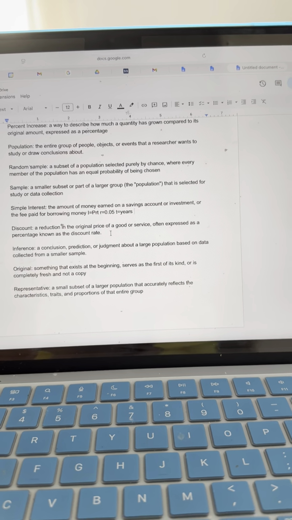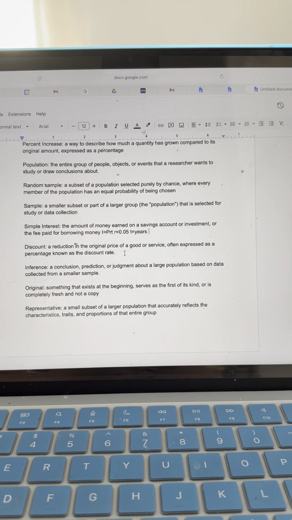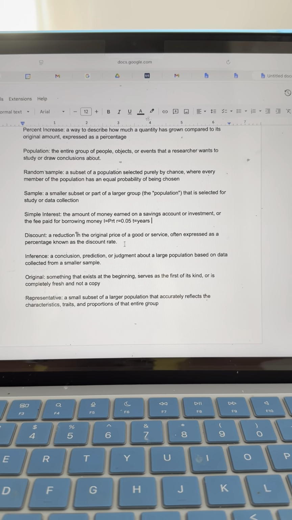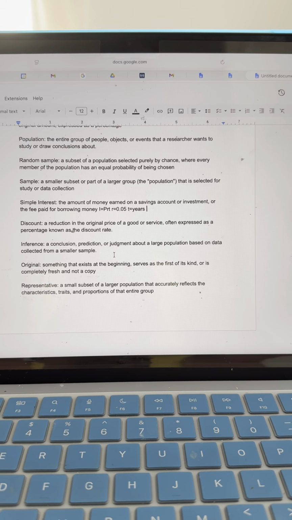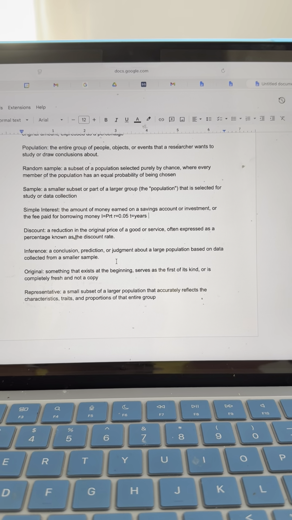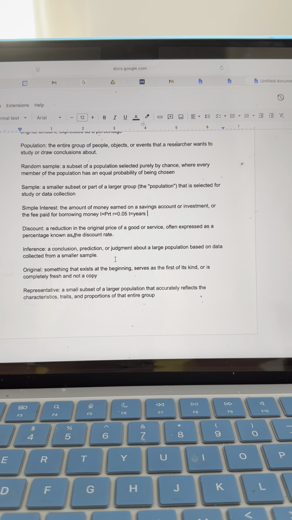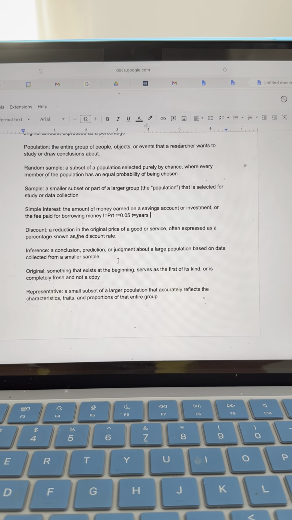Discount, a reduction in the original price of a good or service, often expressed as a percentage known as the discount rate. We already talked about discount rate. Percentage decrease. Inference, a conclusion, a prediction, or judgment about a large population based on data collected from a smaller sample. So one of the examples that we talked about in class was which class would they like to add? So based on the sample of the survey, we can make an inference, a conclusion, a prediction about which class the majority of the students would prefer based on the survey that we have done.